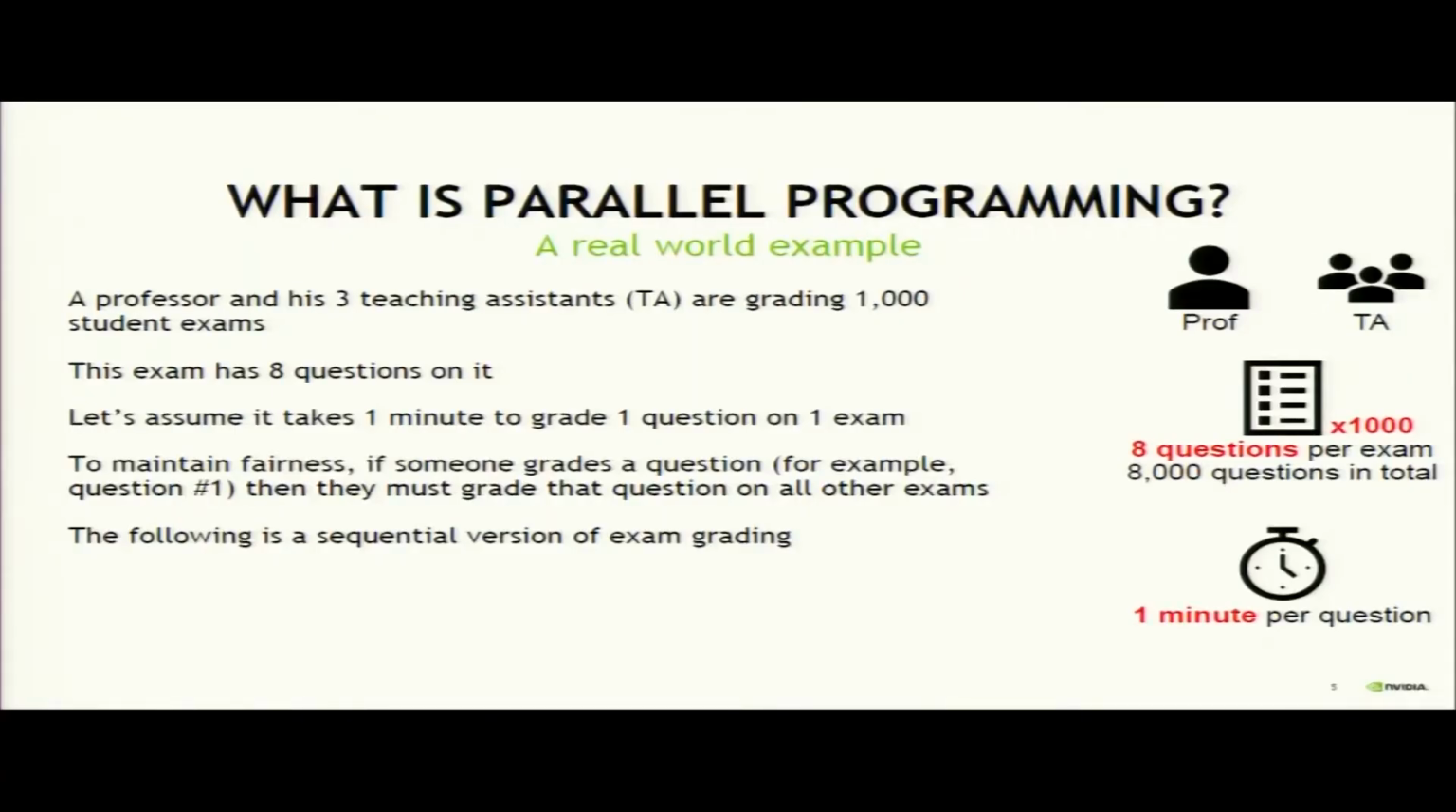So let's take a very simplistic example, and why I bring this to you is that when you do parallelism, it's not about just applying parallelism, you might have to change your algorithm itself, right? So let's look at this example.